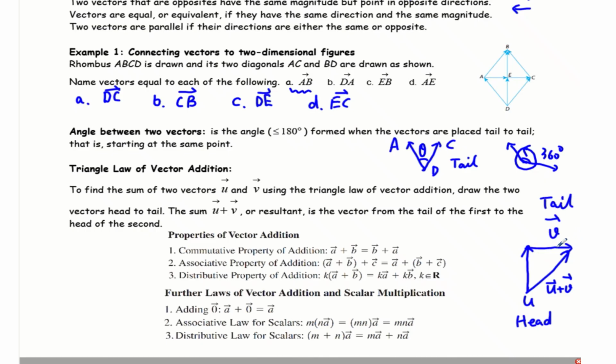Even if you have more vectors, you can continue: vector 1, vector 2, vector 3, vector 4. For the sum of all of these, you just put head to tail, head to tail, head to tail. With head and tail together, the first tail to the last head is the sum. So this is the adding of vectors.